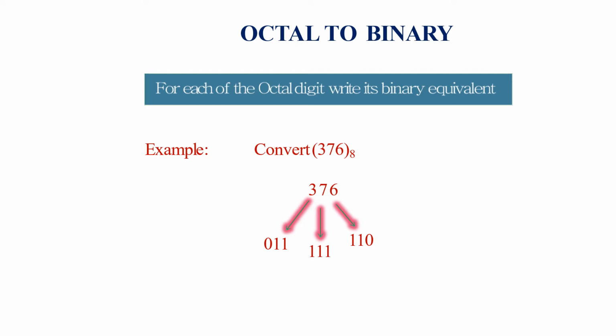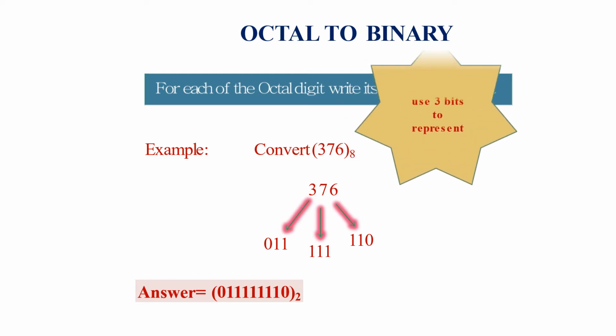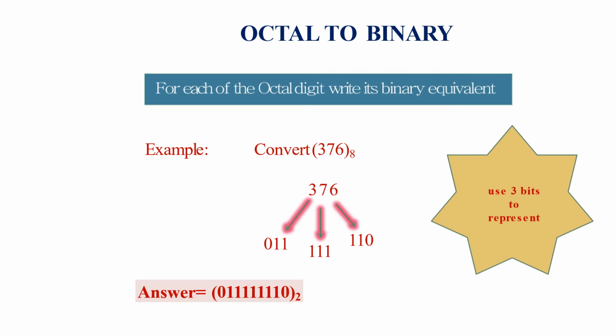Okay, and the given number is an octal. Why? Because base is 8. So now we can write together 011, then 111, and then 110 with the base. That's all. So likewise, we can convert octal into binary. Please remember, we have to use 3 bits to represent each octal digit, equivalent 3 bits.